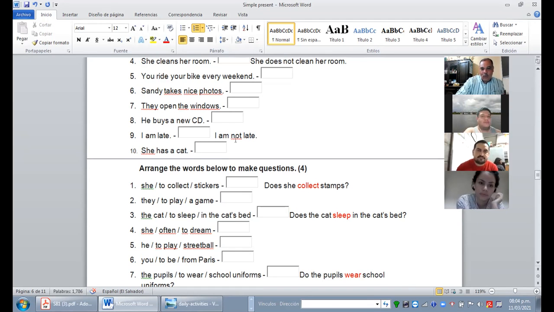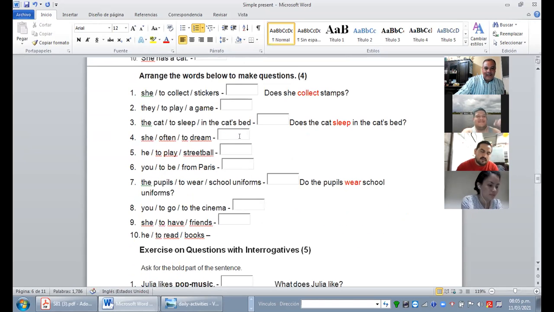The verb to be is the only one that doesn't need do or does. Let's see. Here we have one that says use the verb to be to make questions. What is the form of the verb to be for you? Are. But to make questions, I have to put are before the pronoun. So, are you from Paris? And then we have the question. Why, when using the verb to be, do we not use do or does? No, only with the verb to be.